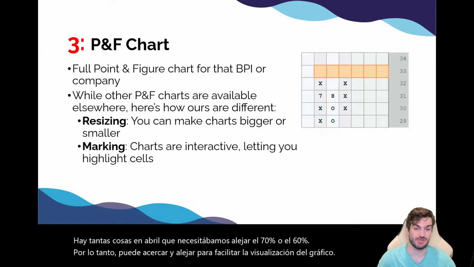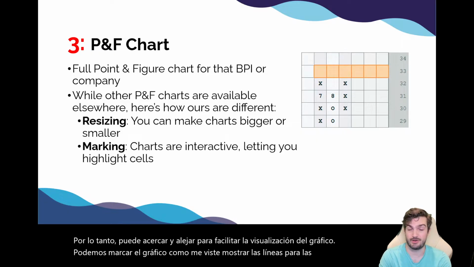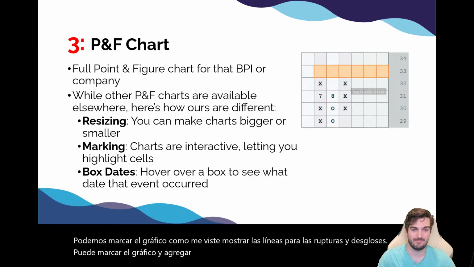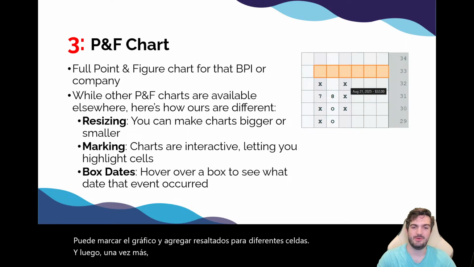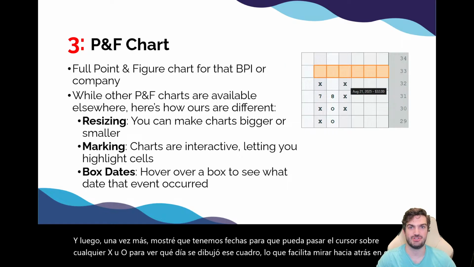We can mark the chart, like you saw me show the lines for the breakouts and breakdowns. You can mark the chart and add highlights for different cells. And then, once again, like I showed off, we have dates. So you can hover over any X or O to see what day that box was drawn, making it easier to look back in time and see when a price change occurred.